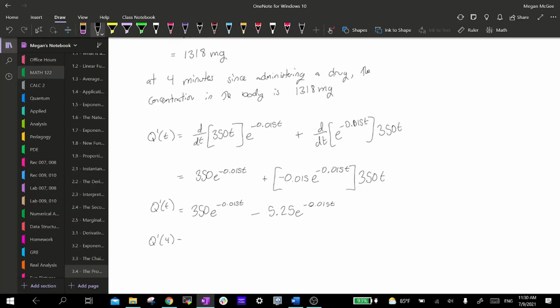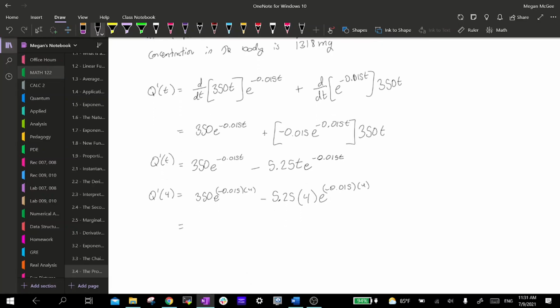So q prime of 4, well, that's 350 e to the negative 0.015 times 4 minus 5.25. Oh, what am I missing? I'm missing this t when I multiplied through here. Move that over. Add a t in there. Alright, there we go. So 5.25 times 4 e to the negative 0.015 times 4. Putting all of this together gives us 309.84, which I'll go ahead and just round up to 310.